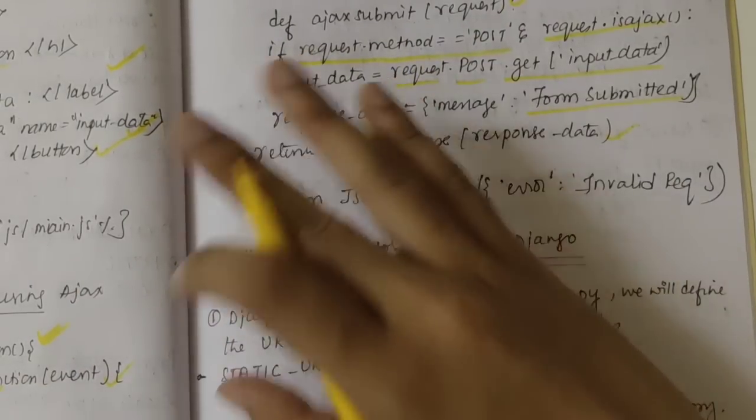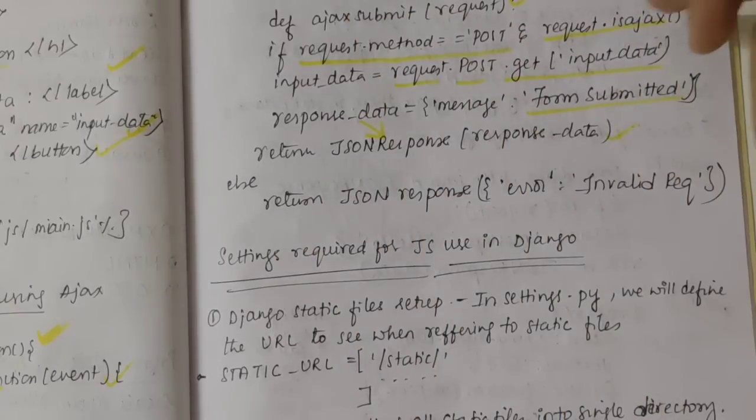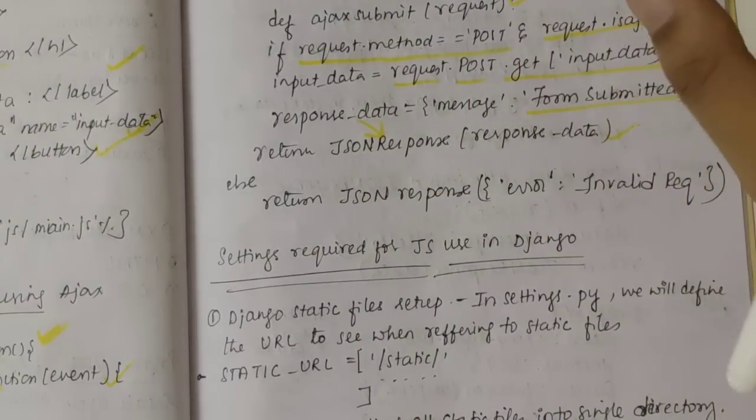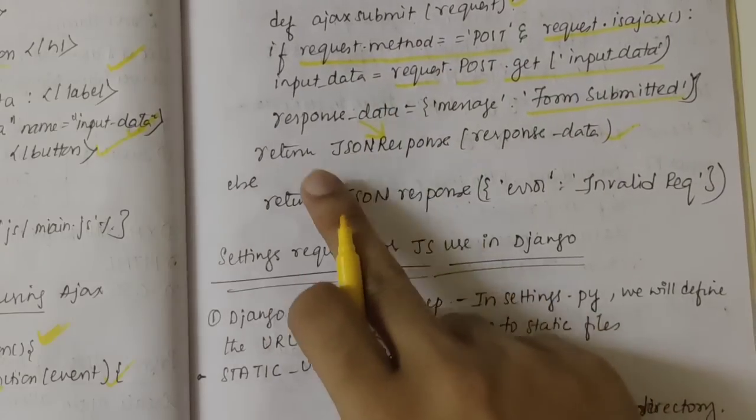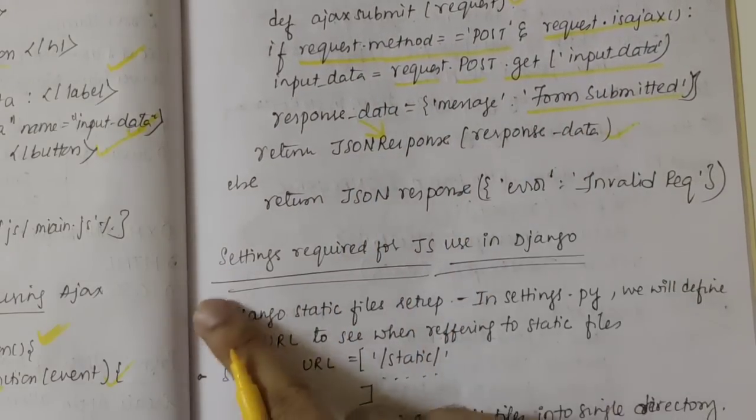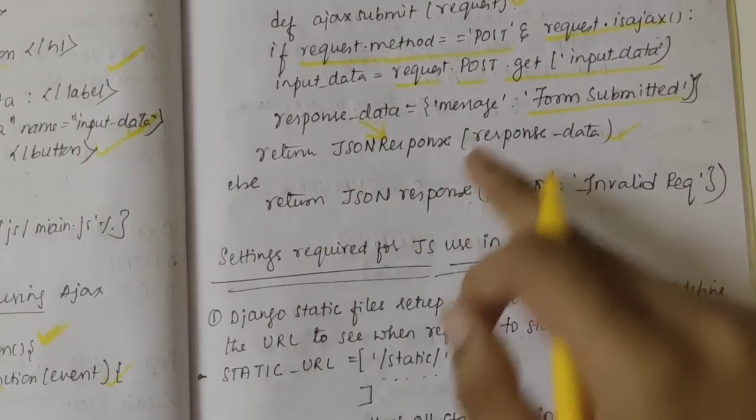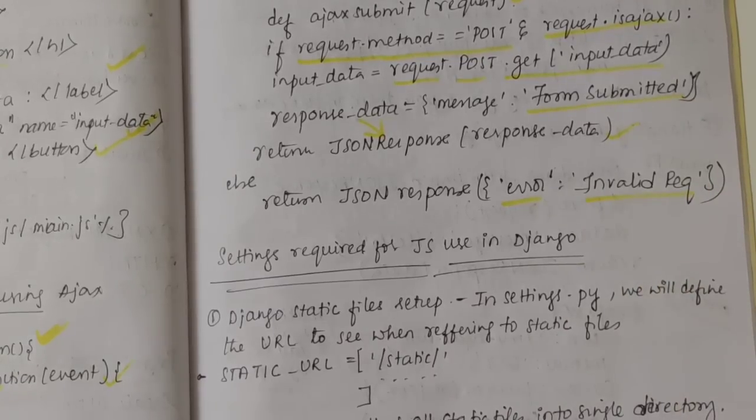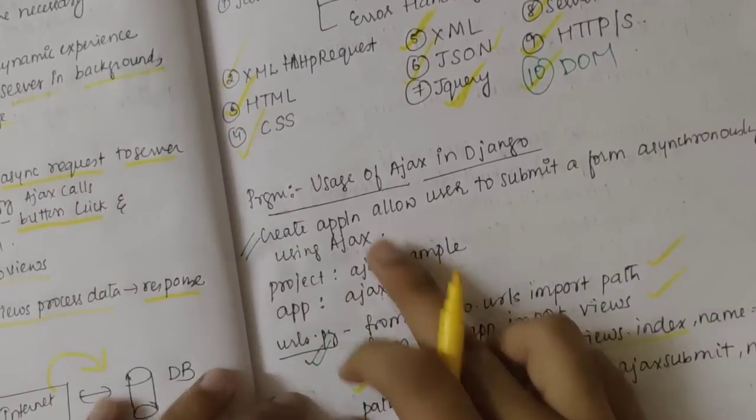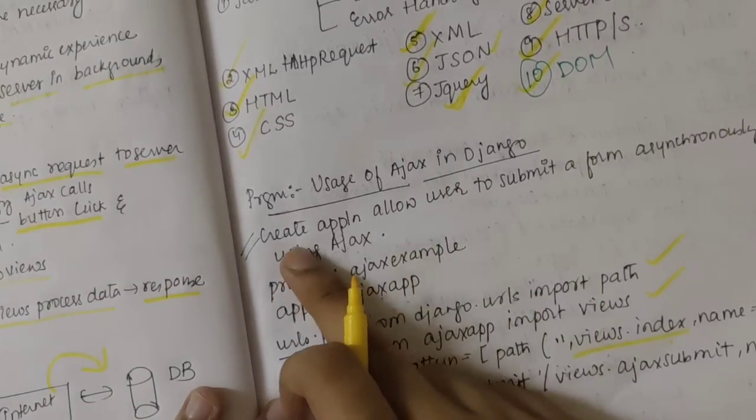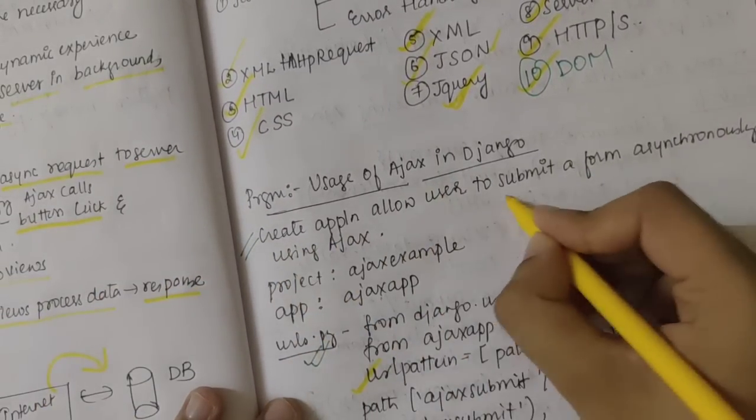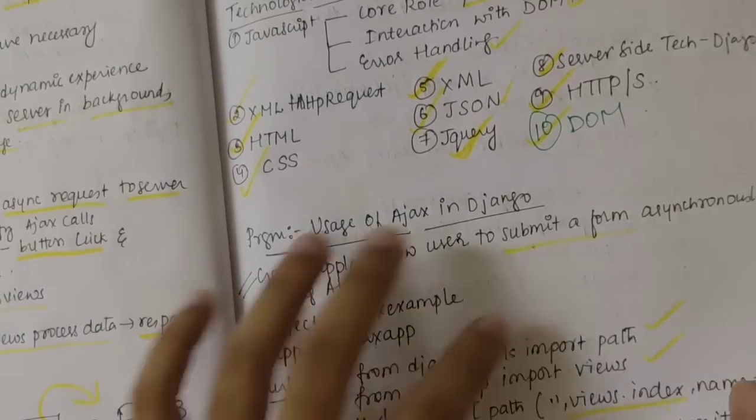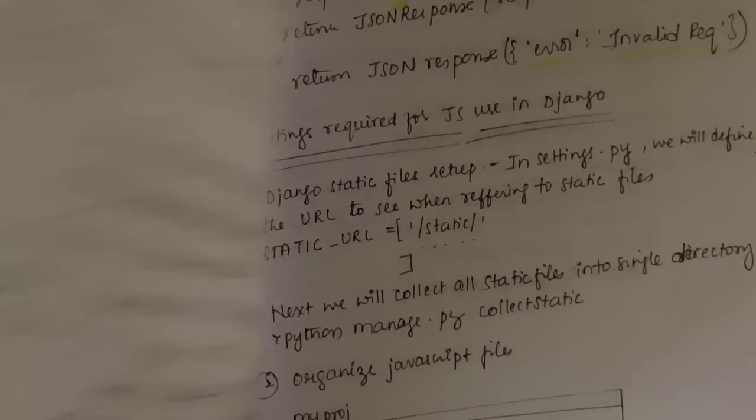If the entire thing is proper, if the method is proper and request.is_ajax is true, then we will give the JSON response as response data. Else, the JSON response as an error would be displayed here. So this was about the program of Ajax in Django, or it could be asked as an application to submit a form asynchronously. So this is an important program, I would say.